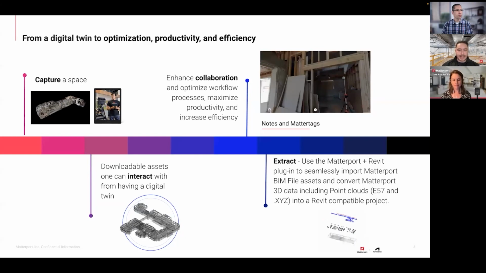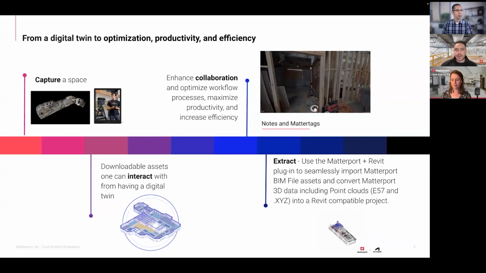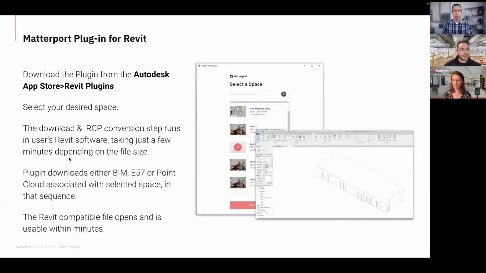So next slide, slide 9, we have the Matterport plugin for Revit, which launched in December, sorry. Amir, could you move to the next slide for me? Thank you. All right. So now available in the Autodesk App Store. So it's a Revit plugin, allows you to select your space and download any Matterport asset that's available.